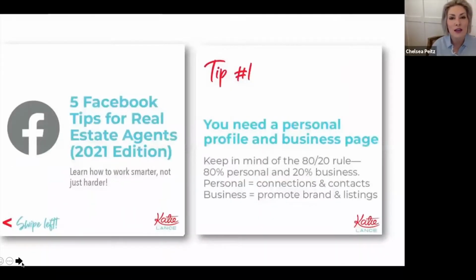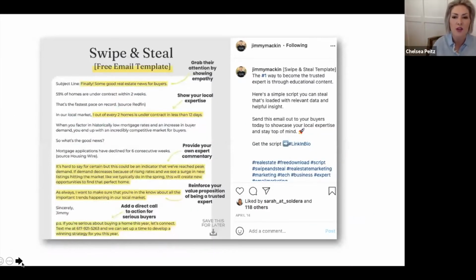How about our friend Katie Lance, who's incredible? She shares really helpful Facebook or Instagram or social media tips for real estate. And this is a shareable, savable post that you might share or save. My friend Jimmy creates swipe-and-steal email templates for your email list. Yes, absolutely. I want to save this so I can come back to it, because maybe I want to try that exact format. And he said, go ahead, steal it and use it.